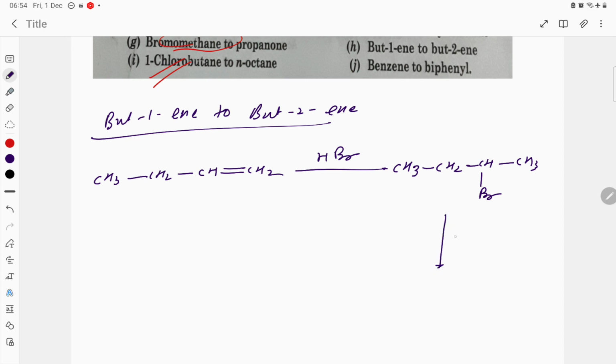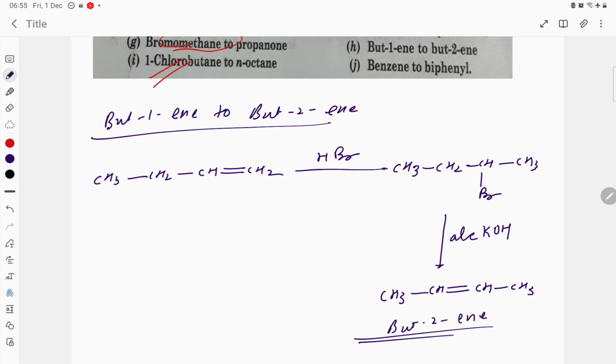Now, dear student, you are treating with alcoholic KOH. So what is there, student? This is CH3 CH double bond CH, and this is CH3. This is going to be but-2-ene. This is the Saytzeff rule, student. Saytzeff. This is called the Saytzeff rule. Now we are going to study the next one.